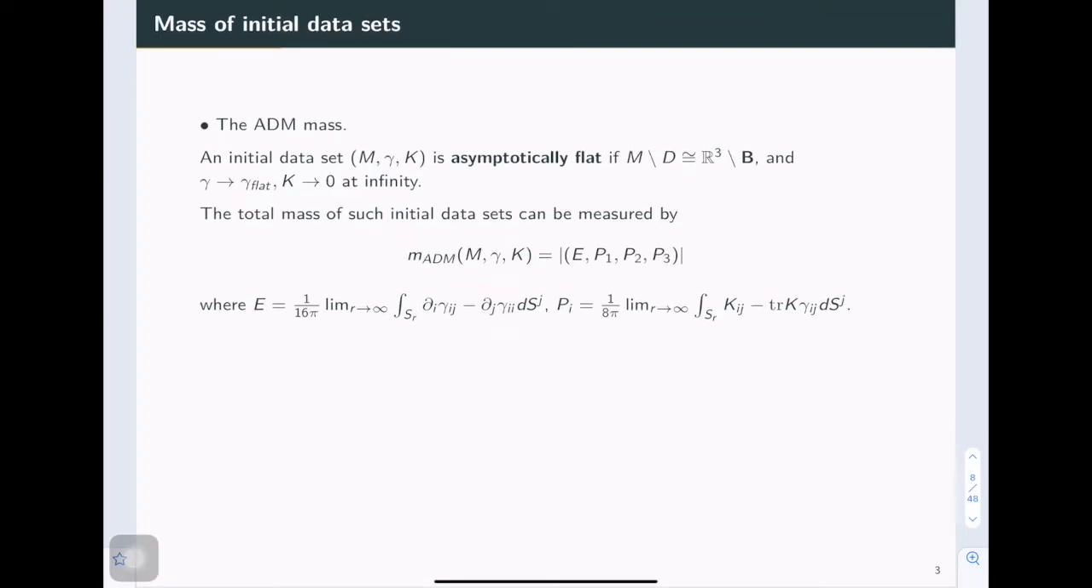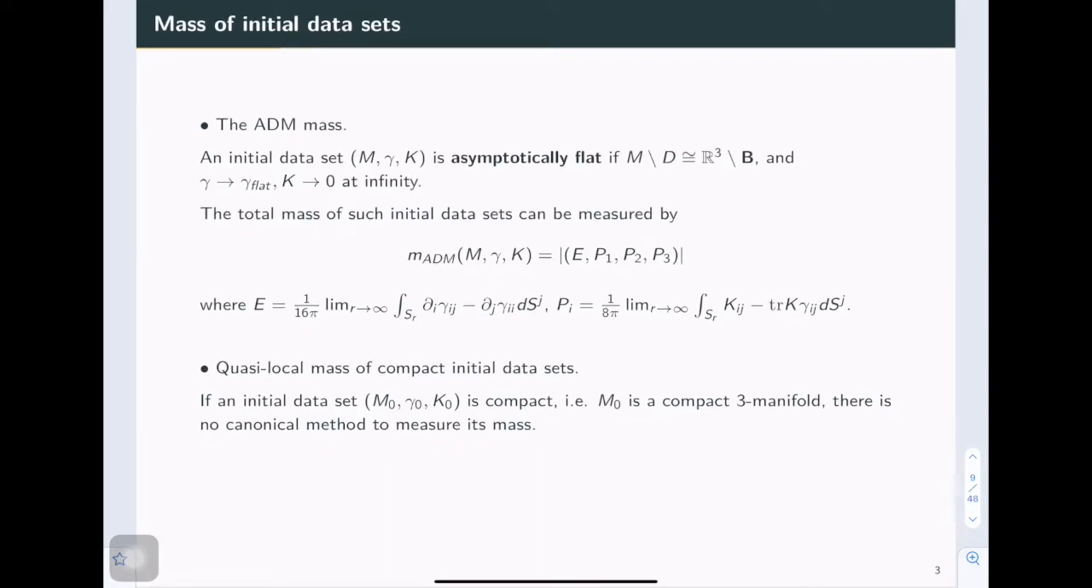For such an initial dataset, we can measure its total mass using the ADM mass, which is defined as the norm of this 4-vector. Each component of the vector is defined as a flux integral at infinity. The ADM mass has been very well studied, and we have the well-known positive mass theorem.